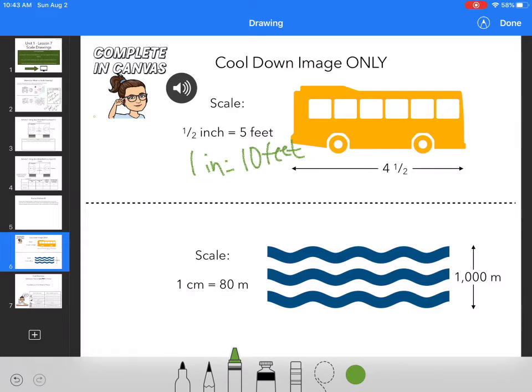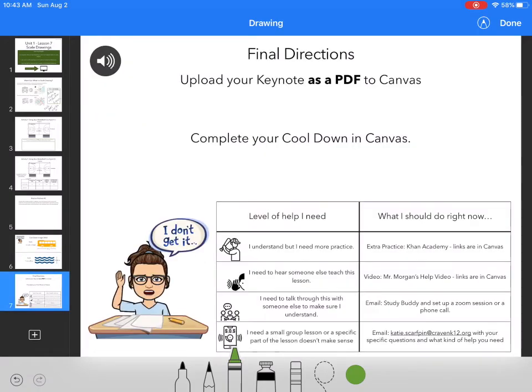Remember, you're using this as a drawing to draw on so that you can put your answer in Canvas. Your final directions are going to be to upload this as a PDF and to complete your cool down in Canvas. If you need more help, you're going to go on Khan Academy.